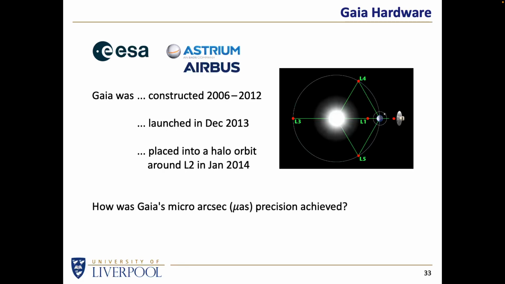But surely if we want micro arc seconds, then we can't possibly be talking about a mirror kilometers in diameter. We've just seen Gaia. The sun shield is 10 meters or so in diameter. So clearly Gaia itself is only a few meters in size.